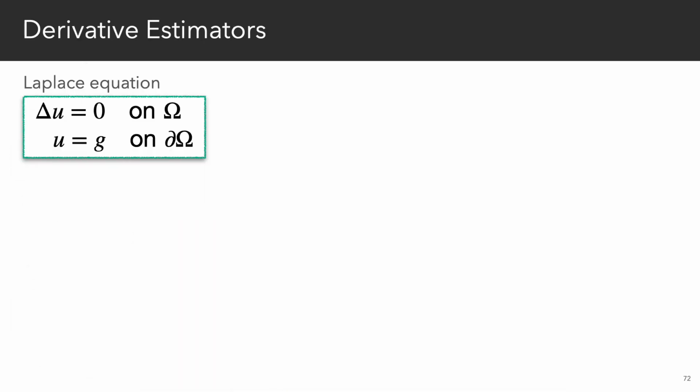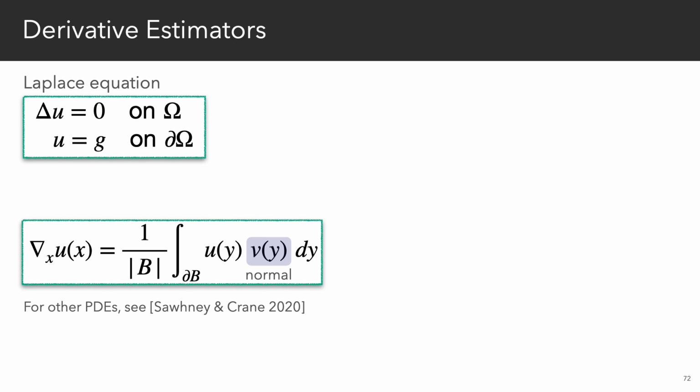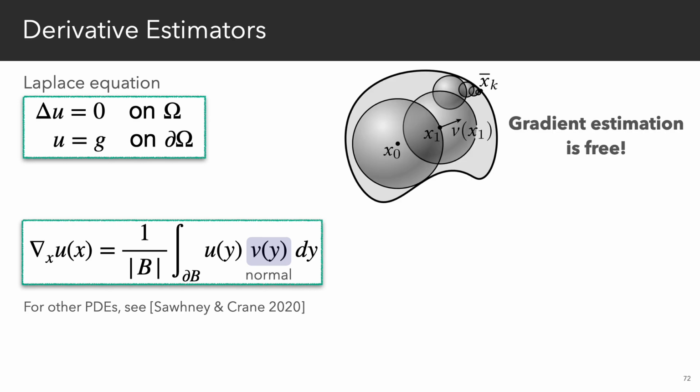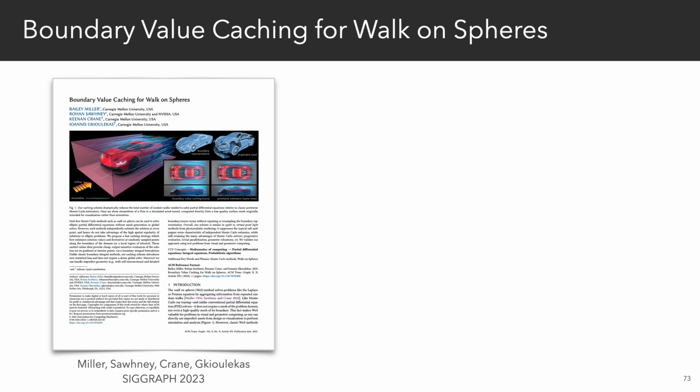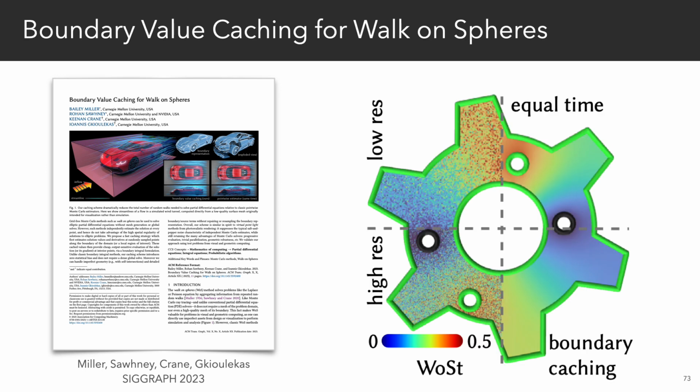Finally, another nice thing about walk-on spheres and walk-on stars is that we can estimate the spatial derivative of the solution basically free of cost. So things like divergence, curl, and directional derivatives. And in a second paper at SIGGRAPH this year, we show how to leverage these gradients to greatly reduce variance in PDE estimates computed using walk-on stars.